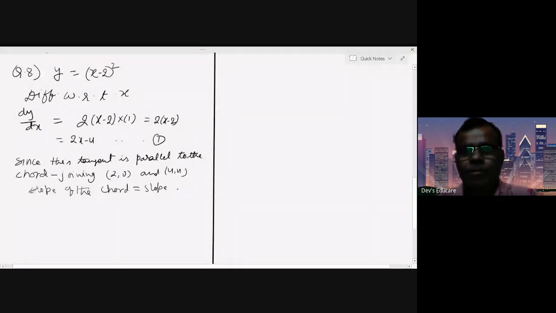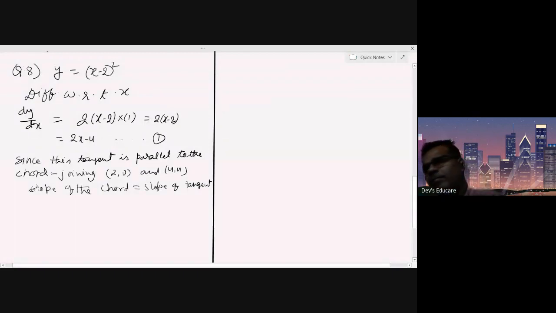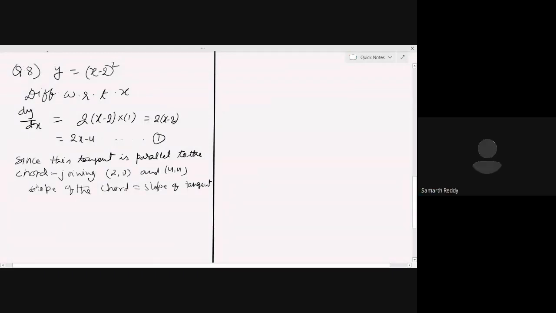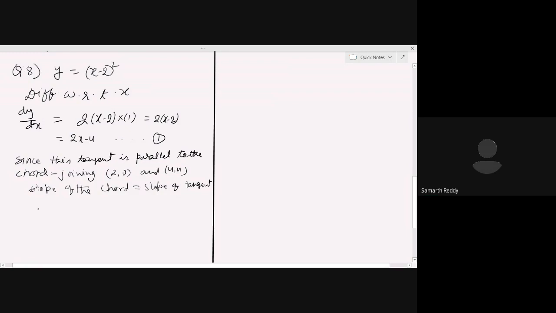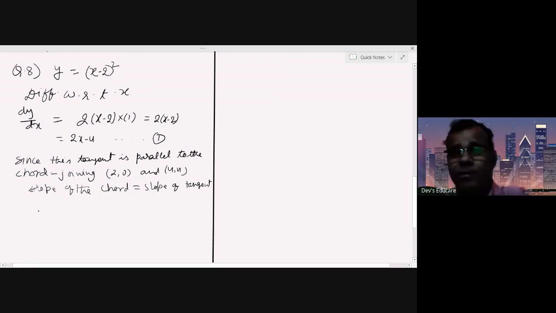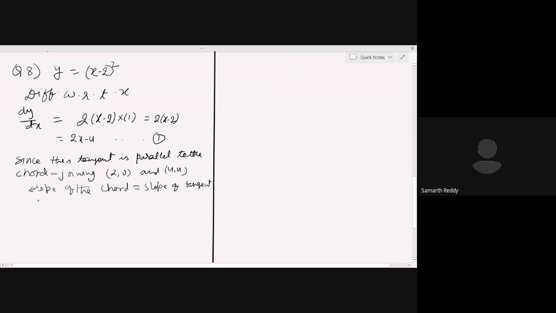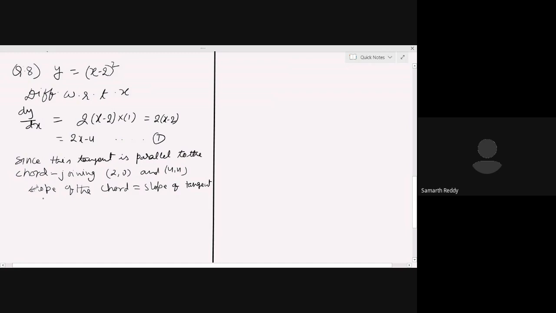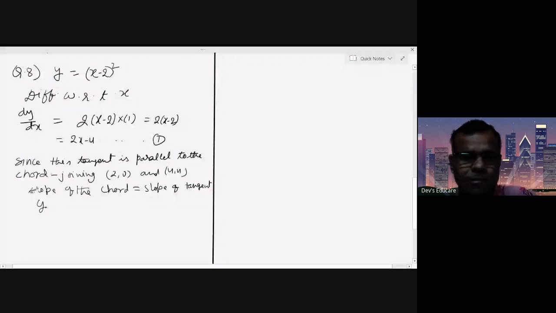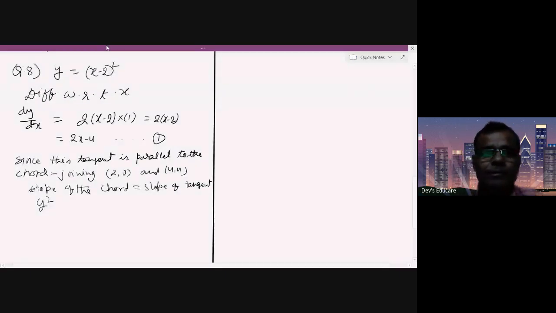What is the concept? The concept is if 2 lines are parallel, then their slopes are equal. That you studied in class 11. So the slope of the chord will be what? How can you determine the slope of a line joining 2 points? y2 minus y1 by x2 minus x1. Yes. Oh no, this is not.